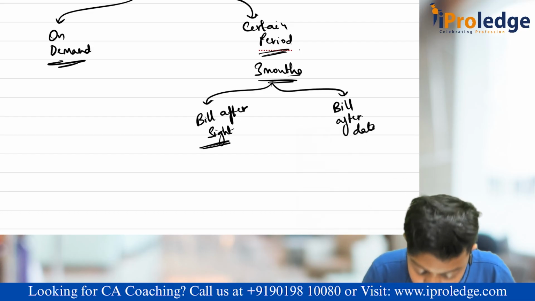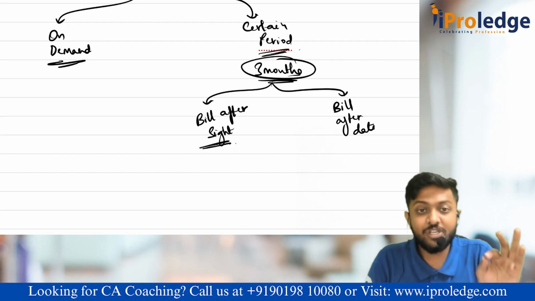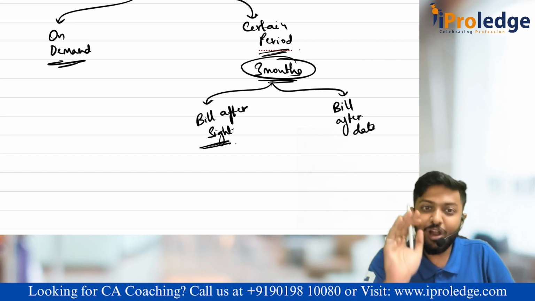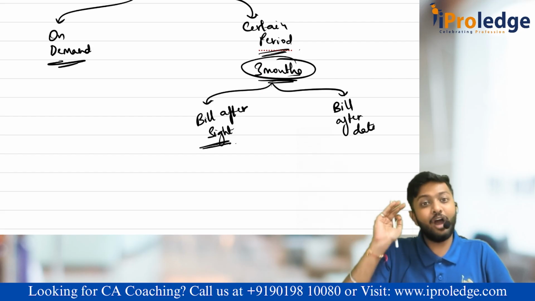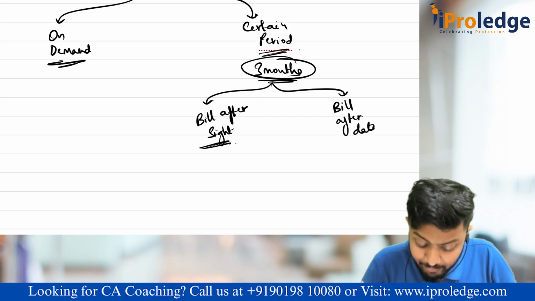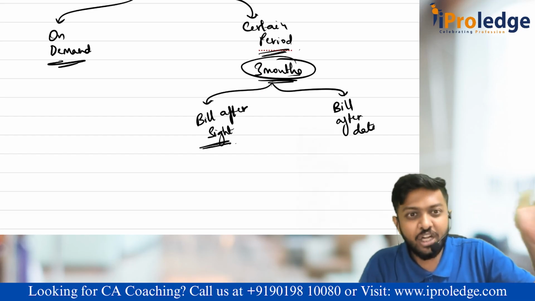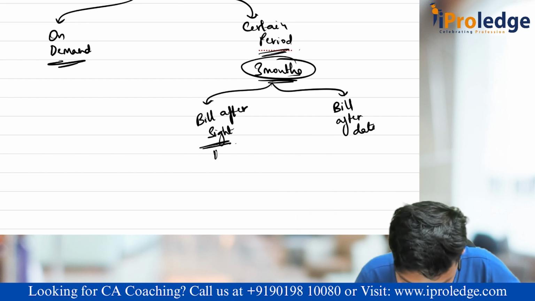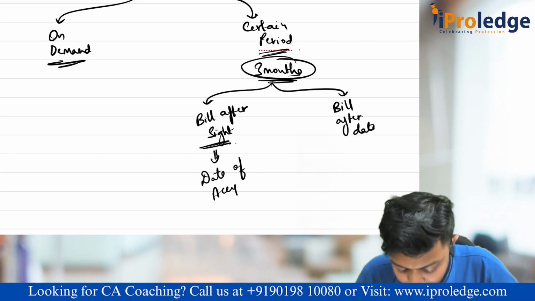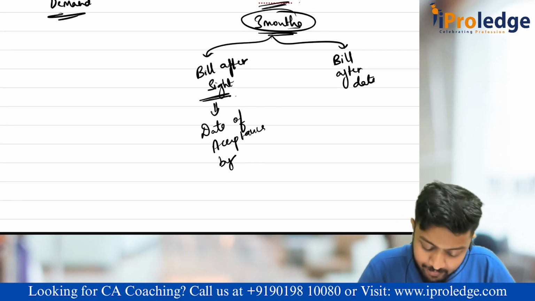What is bill after sight? If it is a bill after sight, then this 3 months will start from the date of acceptance. Bill of exchange is first drawn by the drawer, later accepted by the drawee. Correct. If it is a bill after sight, then the 3 months or whatever period is mentioned in the bill, we will start to count from the date of acceptance, which the drawee will of course accept.